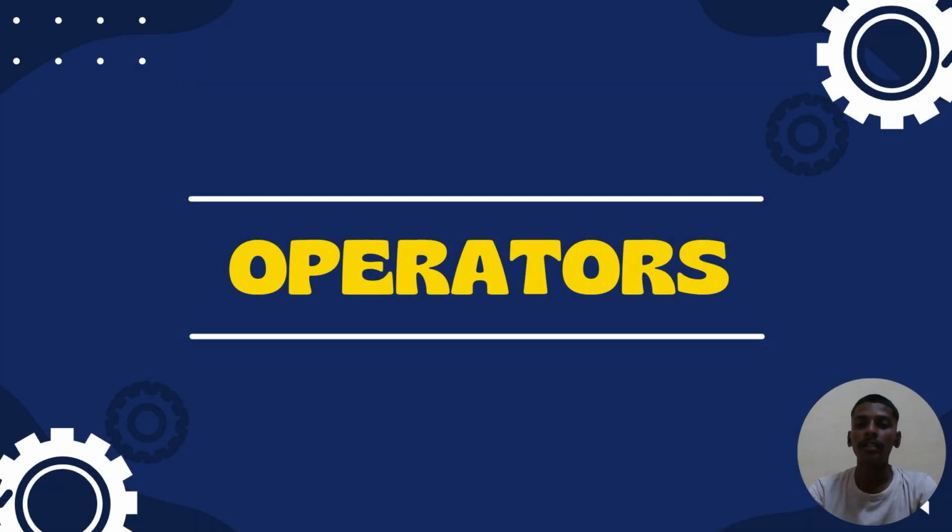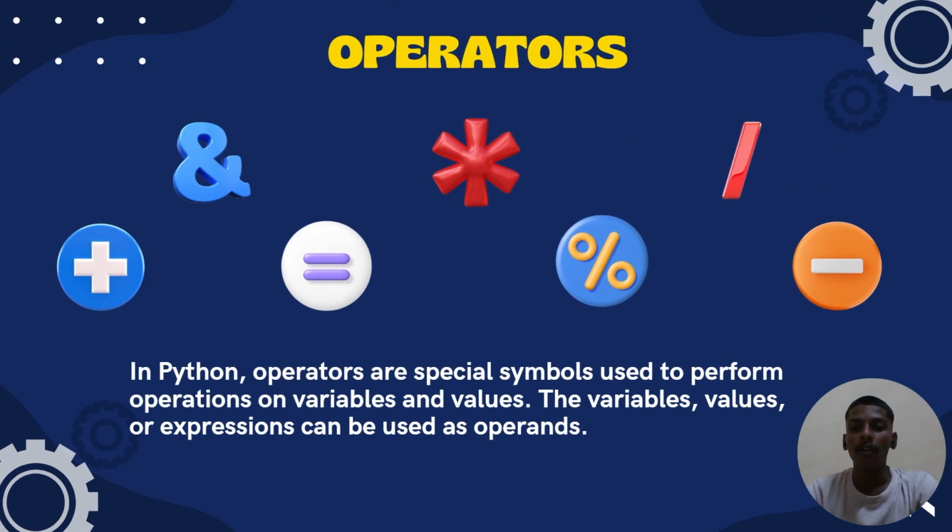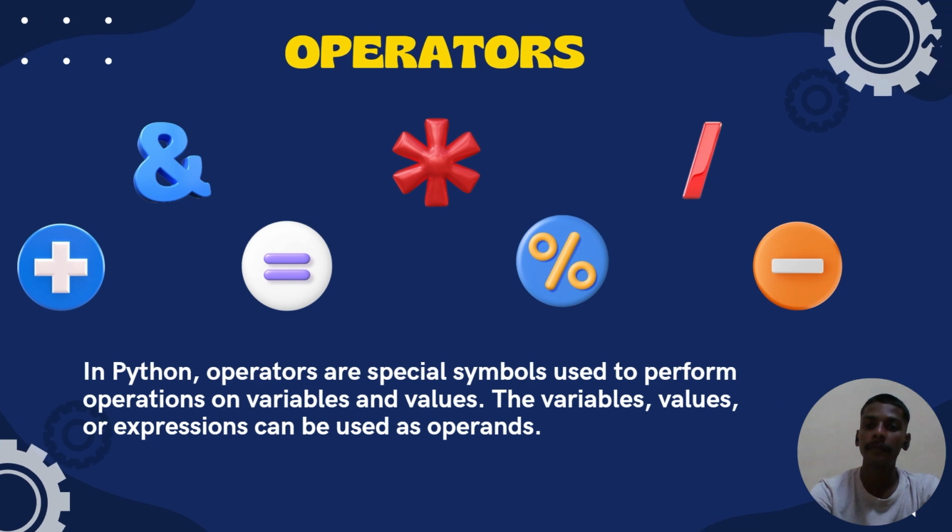Hello, I am Sundarraj. I am going to explain operators. Let's see operators. In Python, operators are special symbols used to perform operations on variables and values. Variables, values, or expressions can be used as operands.